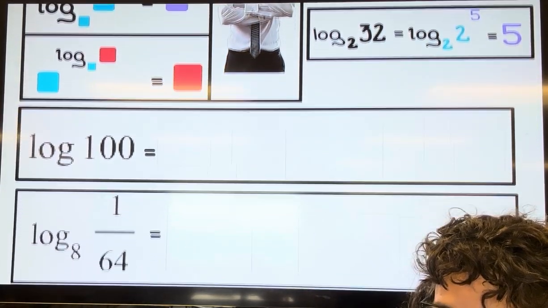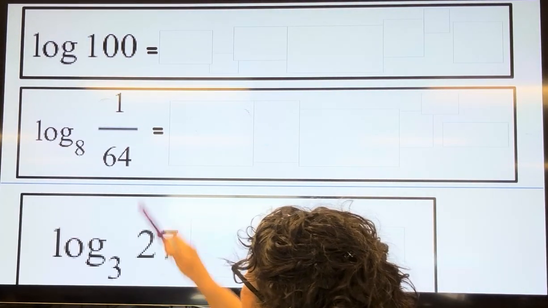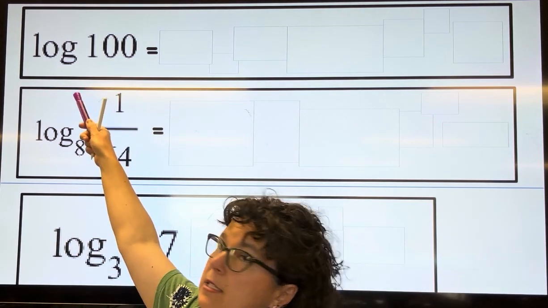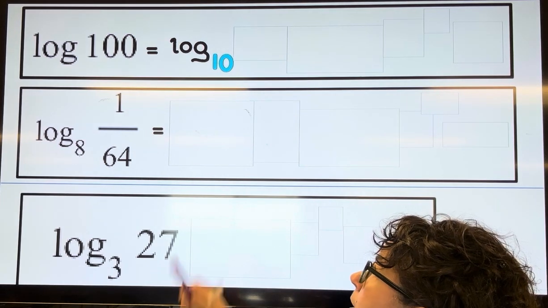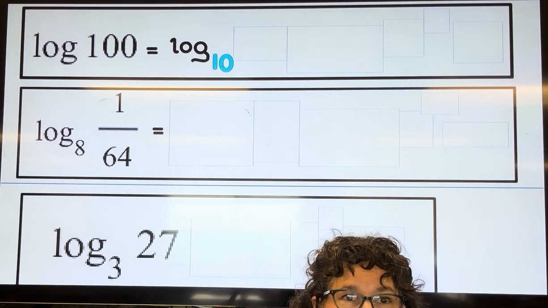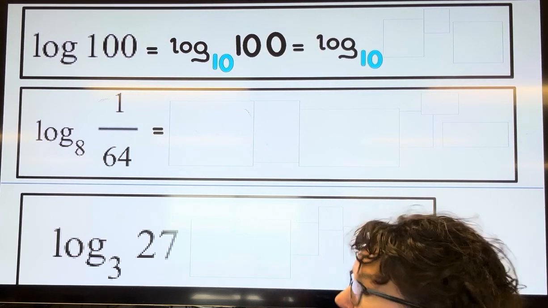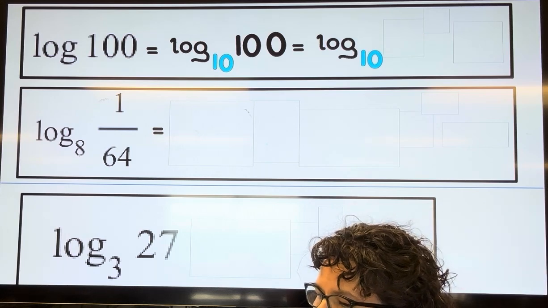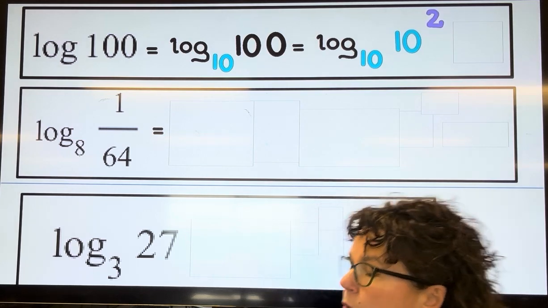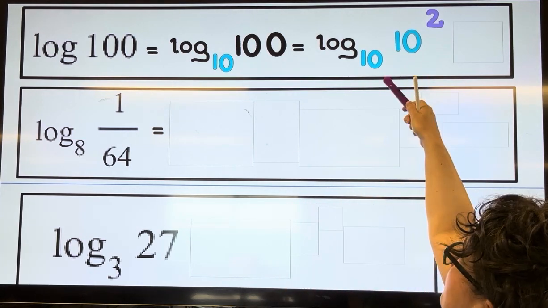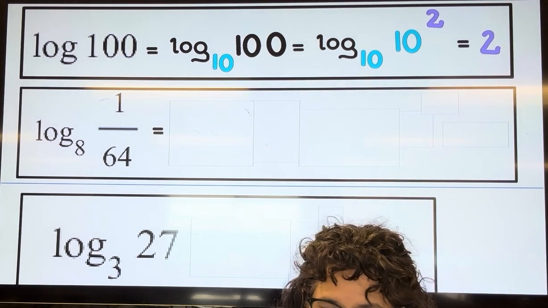Okay, let's look at a few more examples here. I have log of 100. I don't see the base on the log, so that tells me that this happens to be base 10. I want to rewrite the number 100 so that it is 10 to the power of something. 10 squared is 100. So I have 10 squared. Notice those matching bases that I forced. The 10s all disappear, and my answer is 2.